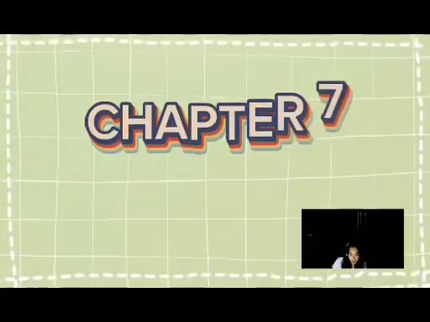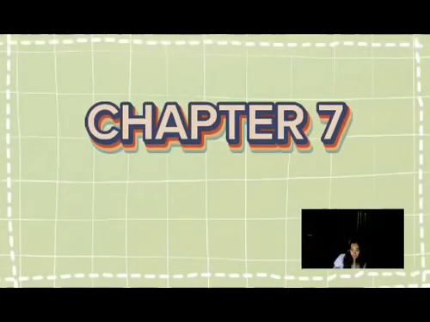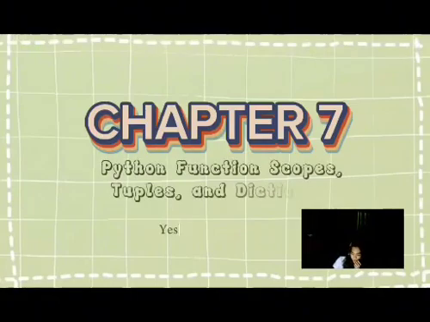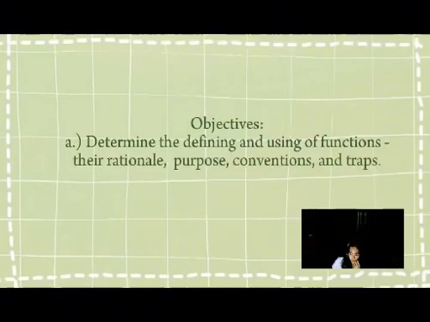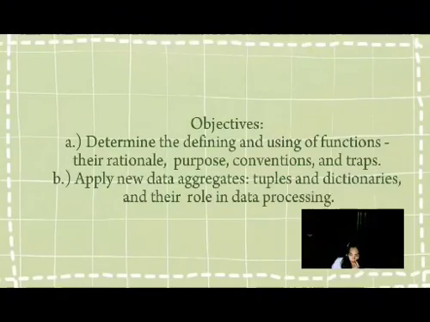So, hi guys, this is chapter 7 and we will tackle Python function scopes and dictionary. So, in lesson 1, the objectives of this chapter are to determine the defining and using of functions, their rationale, purpose, convention, and traps. And apply new data aggregates, tuples, and dictionaries, and their role in data processing.